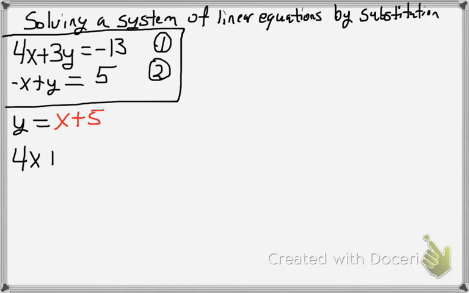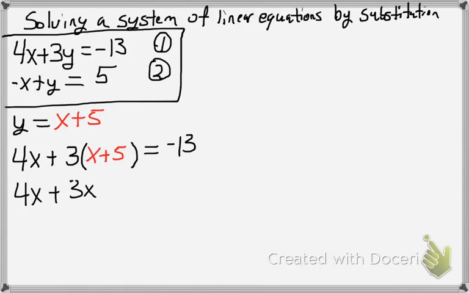And we're going to go ahead and substitute that into equation 1, so replacing the y with an x plus 5. And from here we're going to distribute that 3 through, so we'll have a 3x plus 15. And we'll solve this by subtracting 15 from both sides and combining the 4x and the 3x.